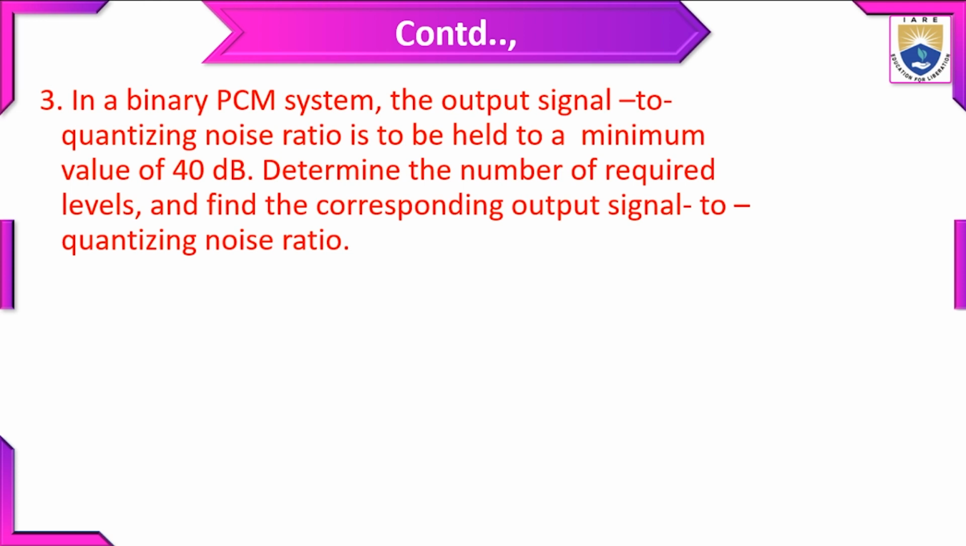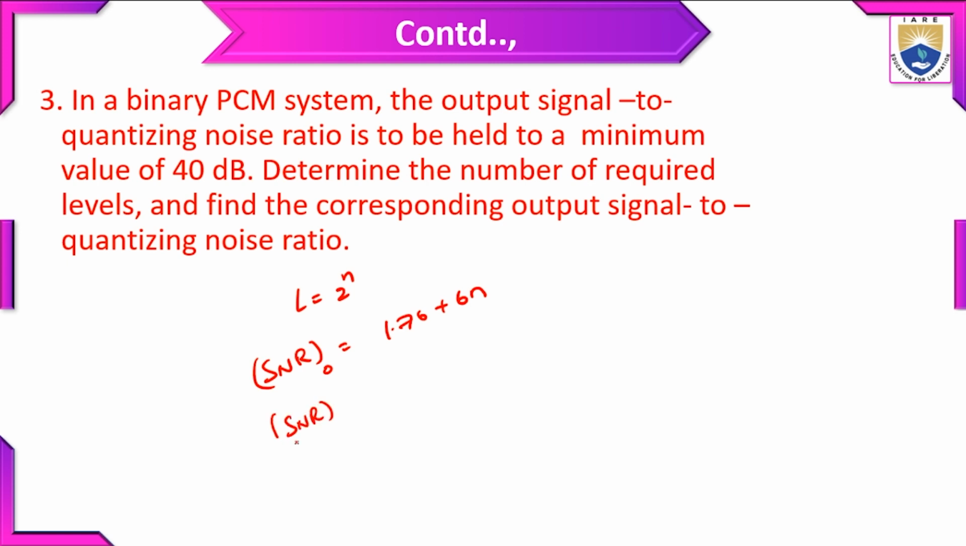So we know that L, the number of levels, is 2 power n, L equal to 2 power n. And the SNR output is equal to 1.76 plus 6n. This is my signal to quantization noise ratio. In this problem they gave 40 dB. The minimum SNR output is 40 dB, in dBs.